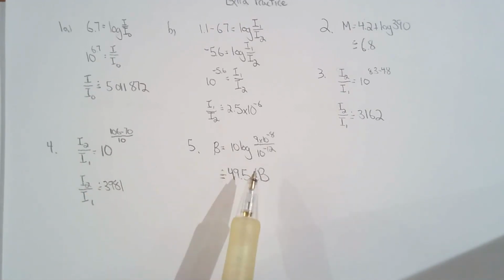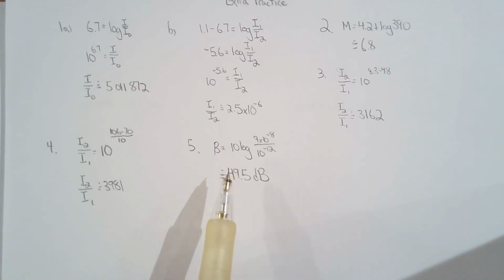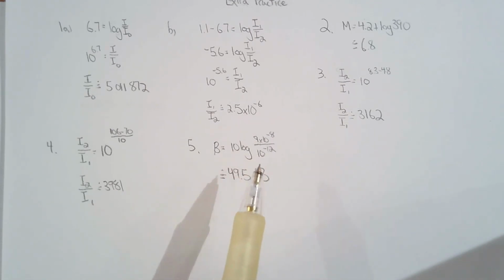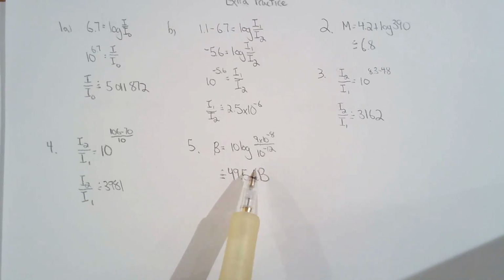And number 5, you need to know the intensity of the threshold of sound, which is 1 times 10 to the negative 12. If you didn't have that fact, you wouldn't be able to do this question. So using that fact, I can generate the ratio of my voice to the threshold of sound, and then I just do 10 log of that ratio, so about 49.5 decibels. Okay, so that's homework solutions for logarithmic scales.